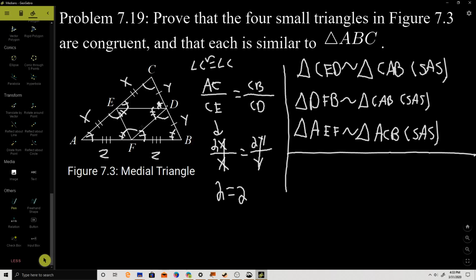Well, is that the 3 tick? No, just the 1 tick mark. 1 tick mark. Come on. There we go.